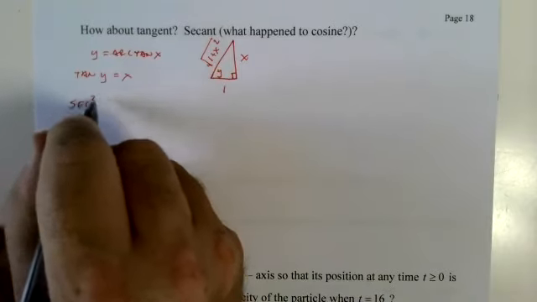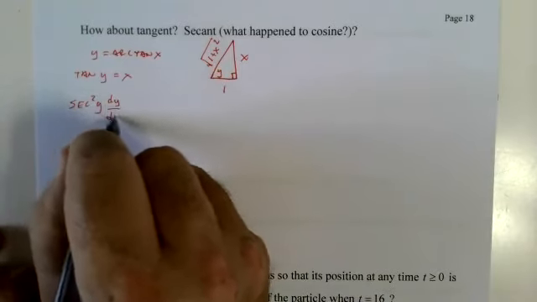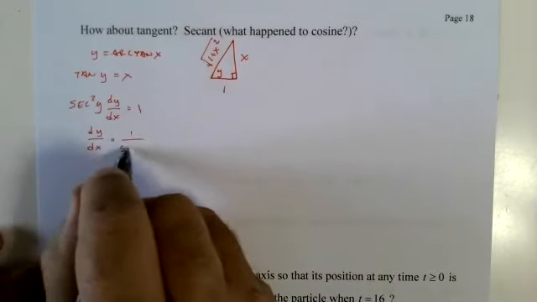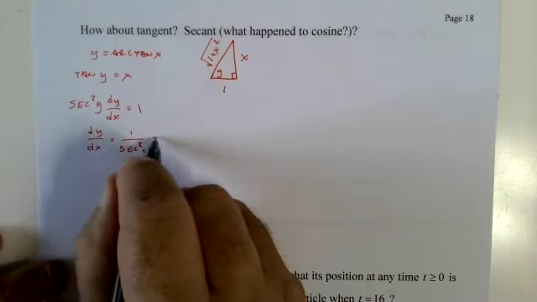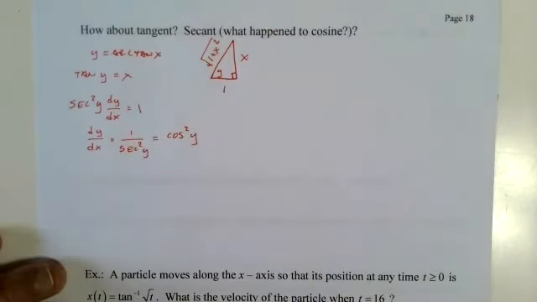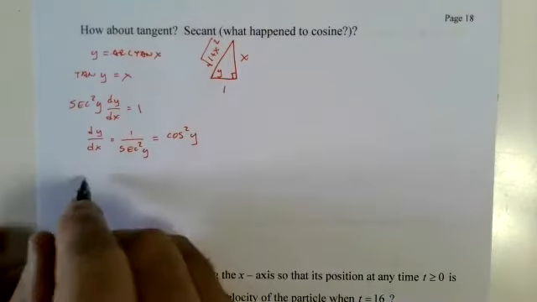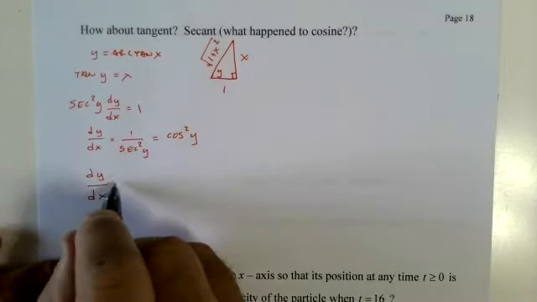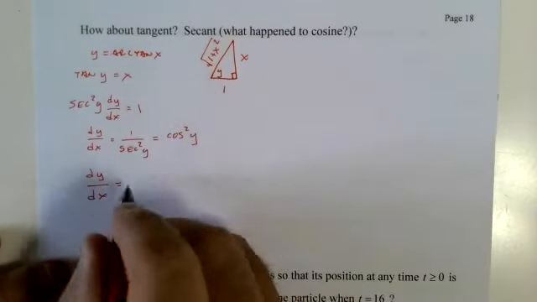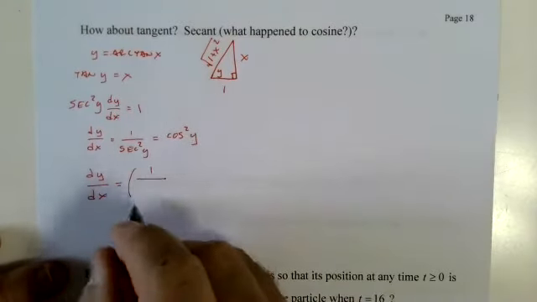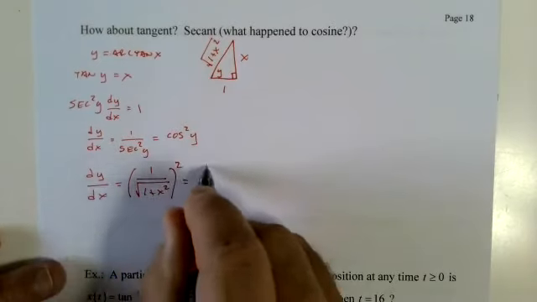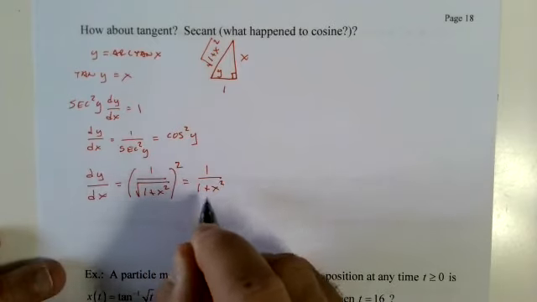Secant squared y times dy/dx equals 1. So dy/dx equals 1 over secant squared y, also known as cosine squared y. Nice, it's got a y in it. So dy/dx equals cosine, adjacent over hypotenuse, squared, which is 1 over the square root of 1 plus x squared, squared, which equals 1 over 1 plus x squared.